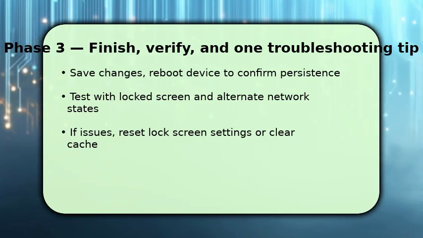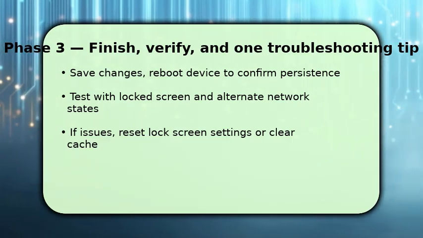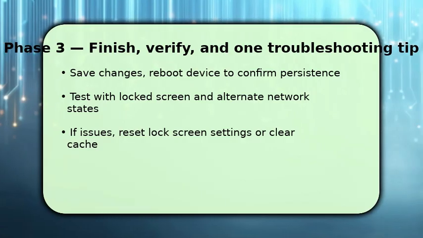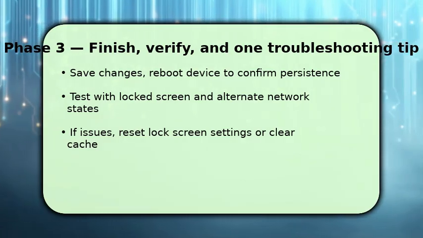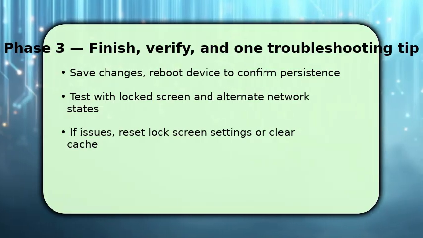You should lock the device and observe the timeout, plus test with Wi-Fi and cellular toggled to detect any app-driven overrides. If the screen still times out too soon, make sure no power-saving mode forces a shorter auto-lock.